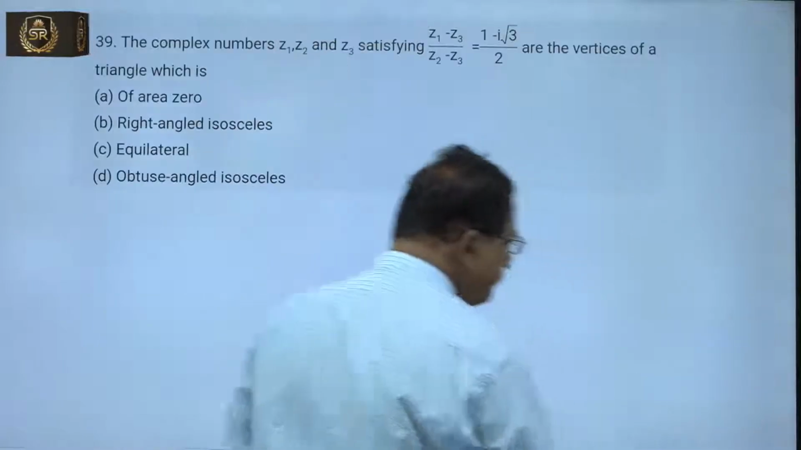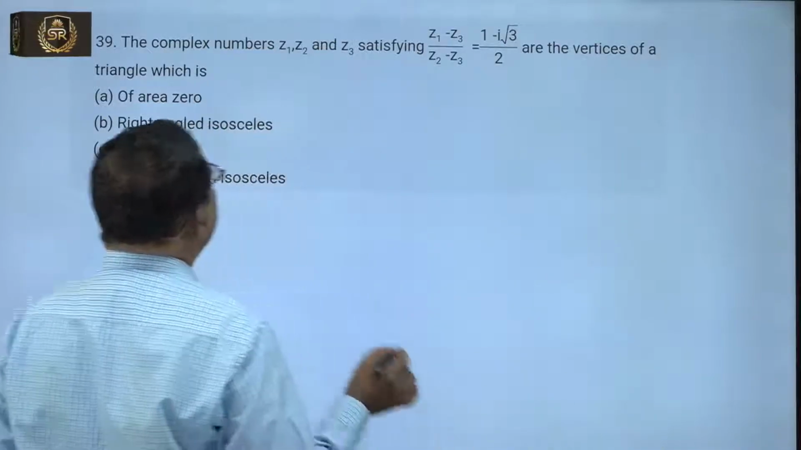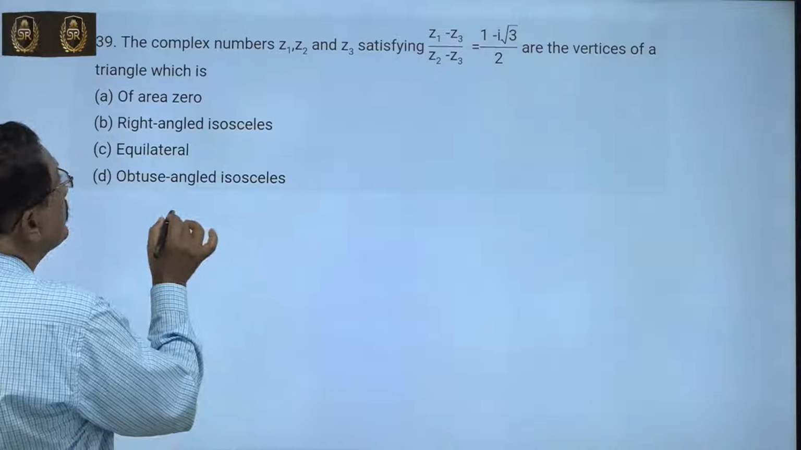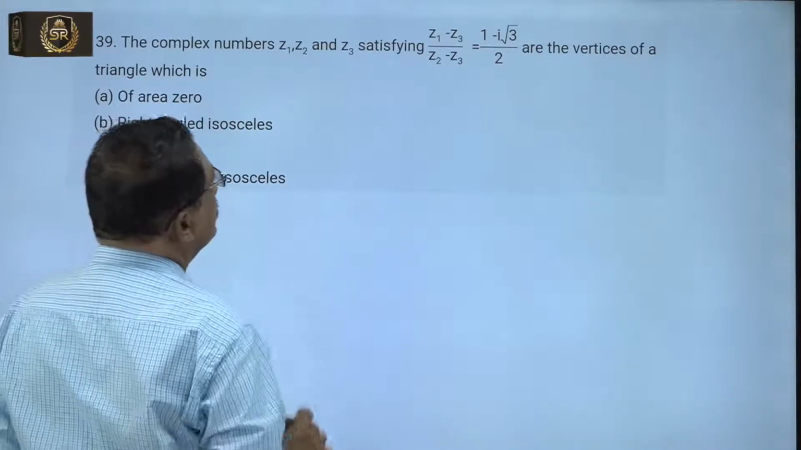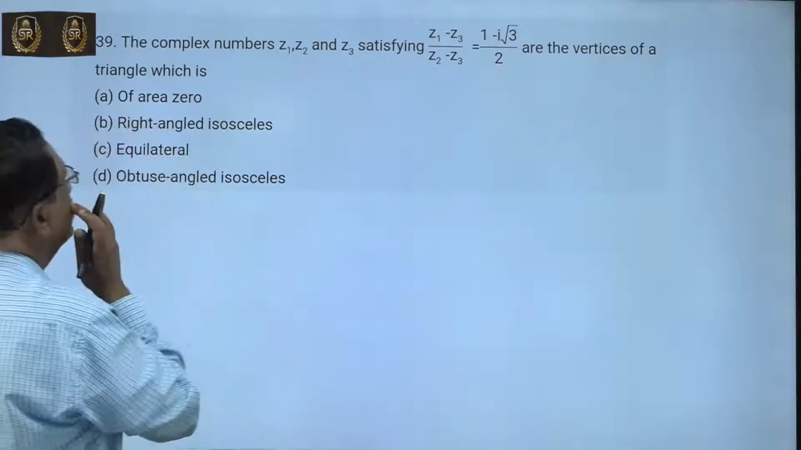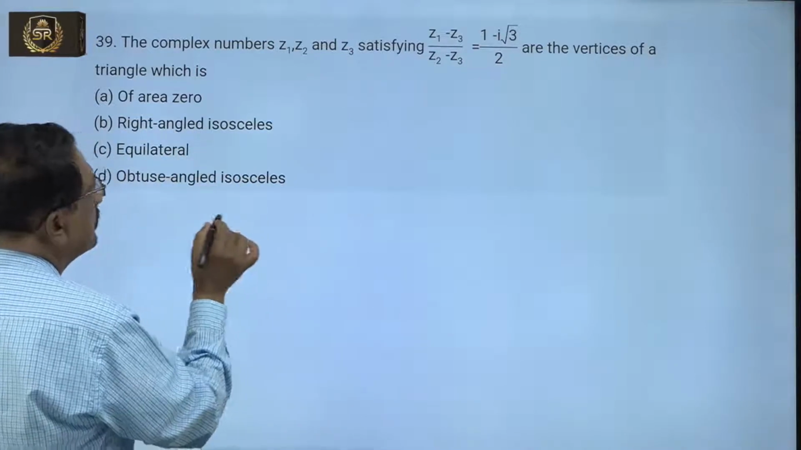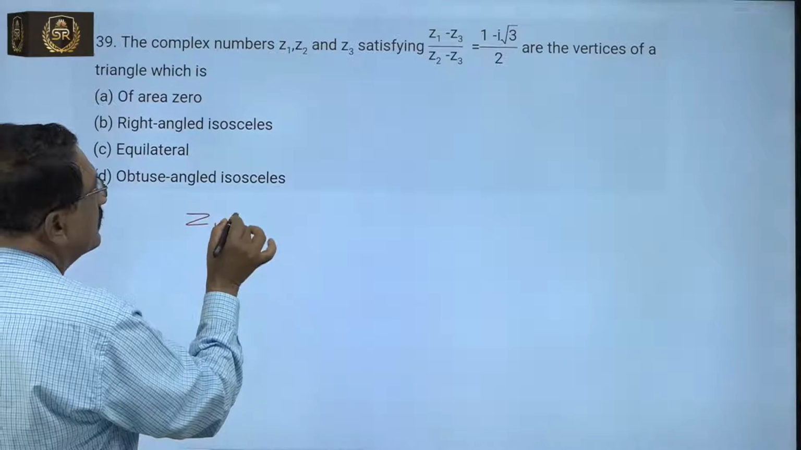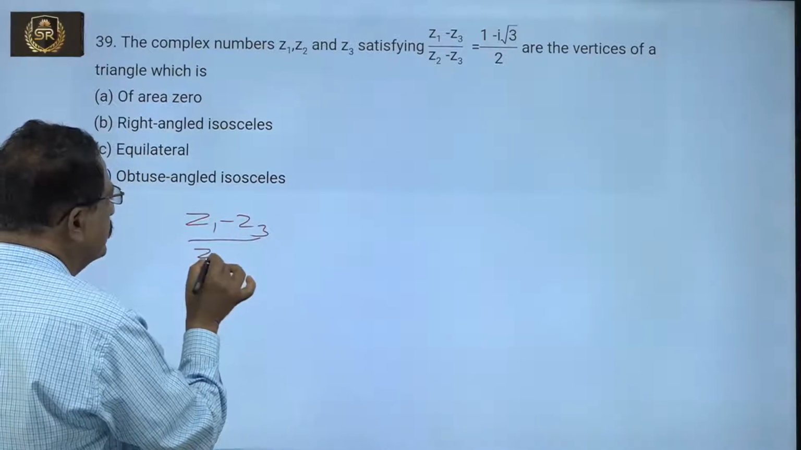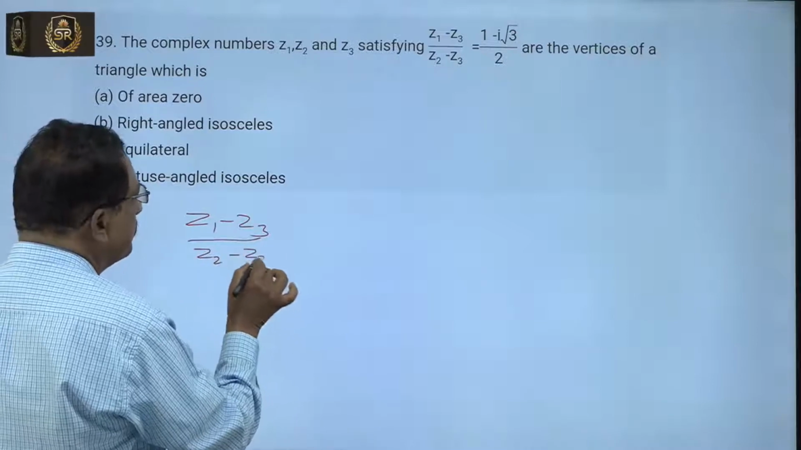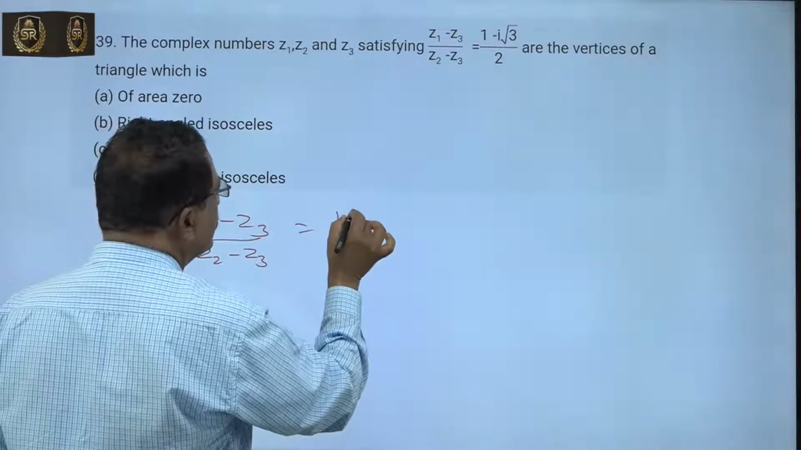Next, 9th problem. The complex numbers Z1, Z2 and Z3 satisfy that they are the vertices of a triangle. Now given here, Z1 minus Z3 by Z2 minus Z3 equals (1 minus i root 3) by 2.